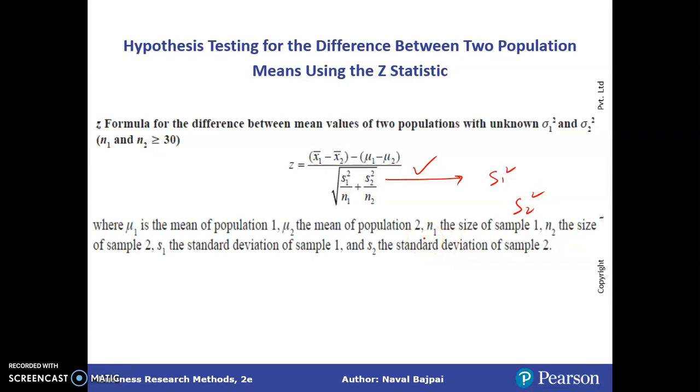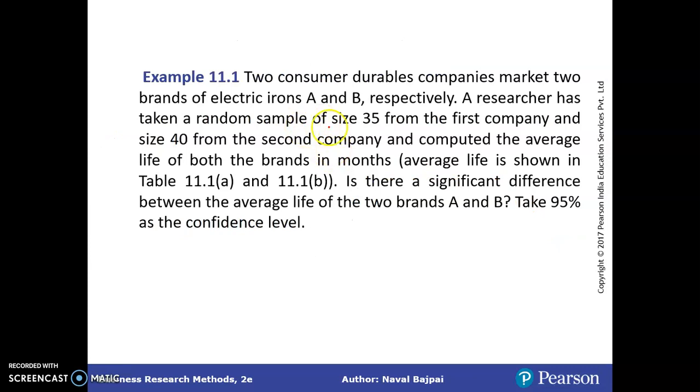So let's quickly have a look at one of the problems we'll solve. Here the sample has been taken. I'll advise you to just pause the video and read it carefully. I'm just coming to the point. So the two brands A and B, and a sample from each of these brands have been taken here, 35 for A and 40 for B. So the sample sizes are 35 and 40. And the average life has been calculated for each of the observations.